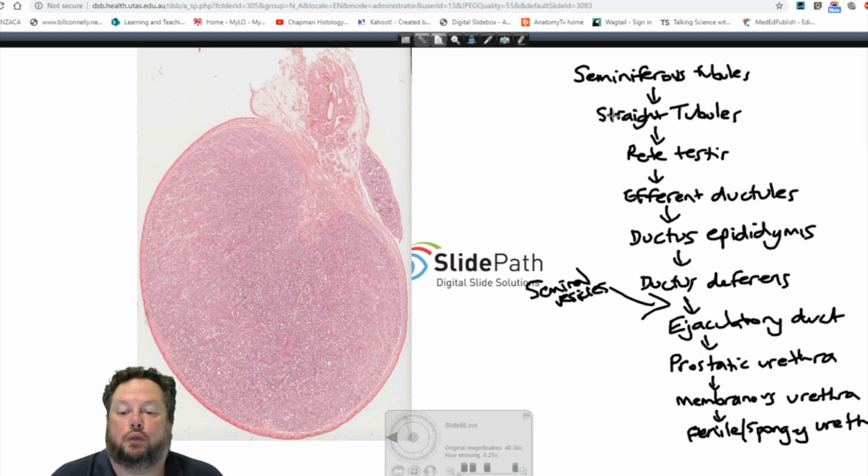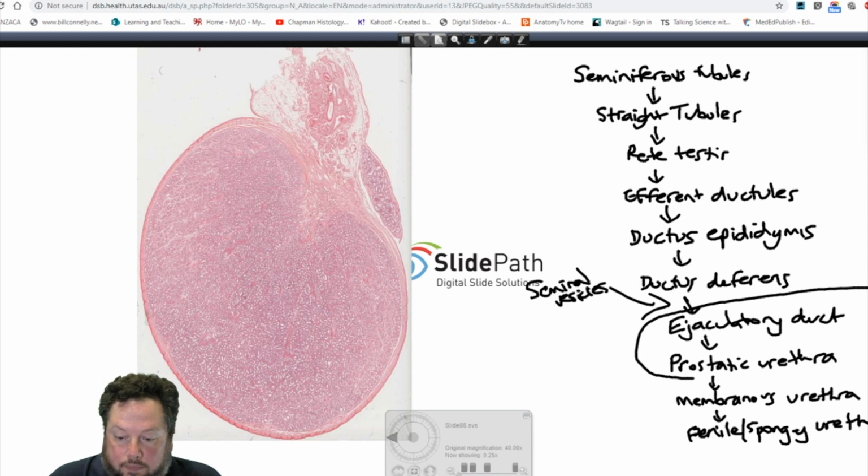They're made in the seminiferous tubules. They then go via the straight tubules to the rete testis, the efferent ductules, the ductus epididymis, the ductus deferens, which joins with the duct from the seminal vesicles to form the ejaculatory duct. Now this is within the prostate gland.